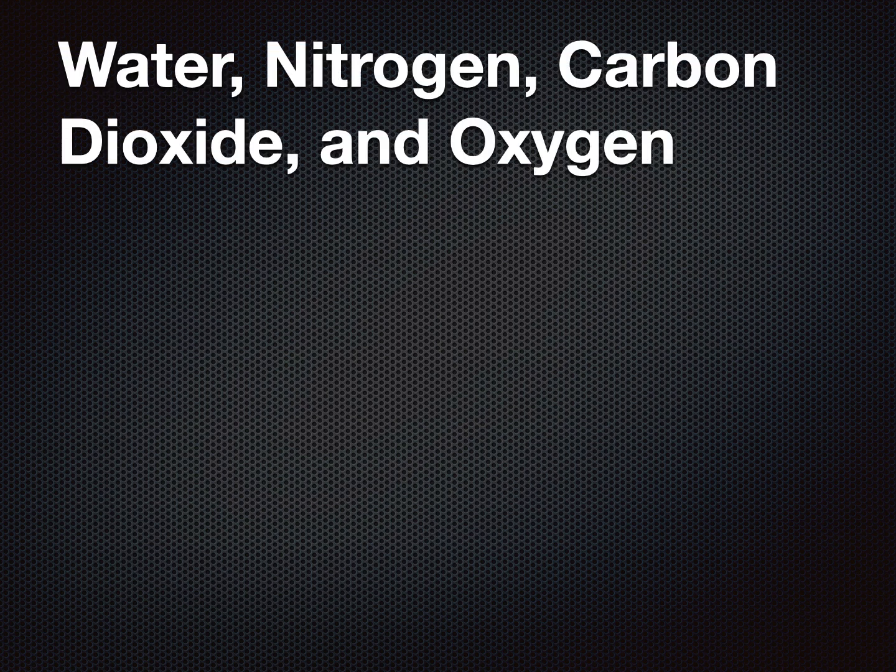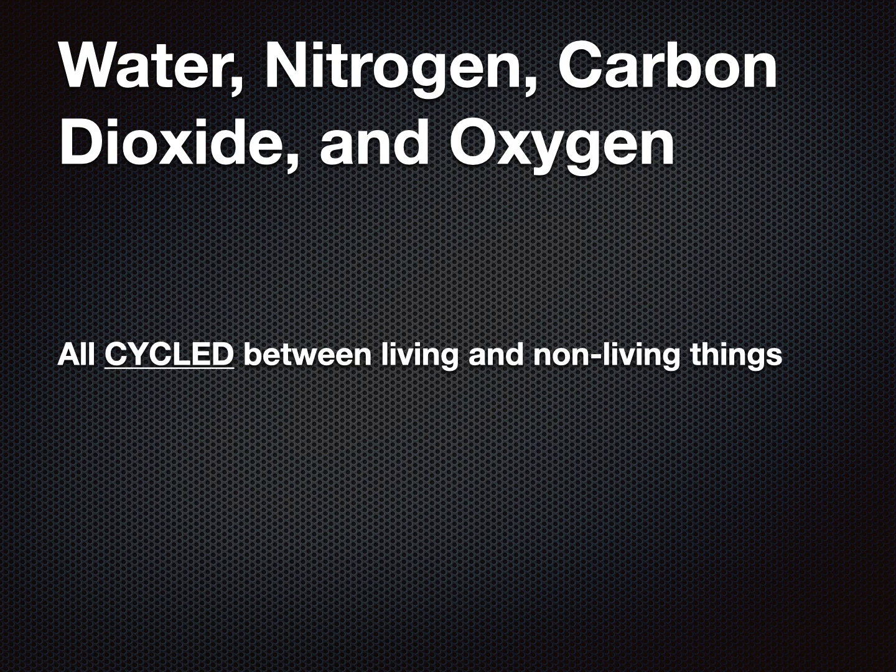Next, we're going to talk about water, nitrogen, carbon dioxide, and oxygen. Last year, you learned a lot about the water cycle. If you looked at the notes before this slide about cellular respiration and photosynthesis, you can talk about carbon dioxide and oxygen. What you need to know essentially, though, is that they are all cycled between living and non-living things.